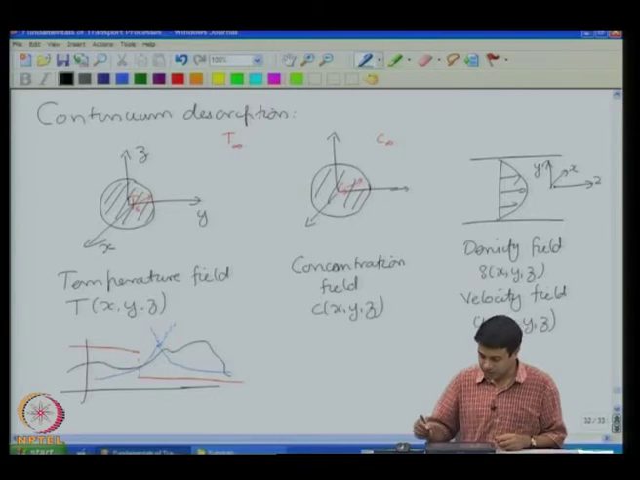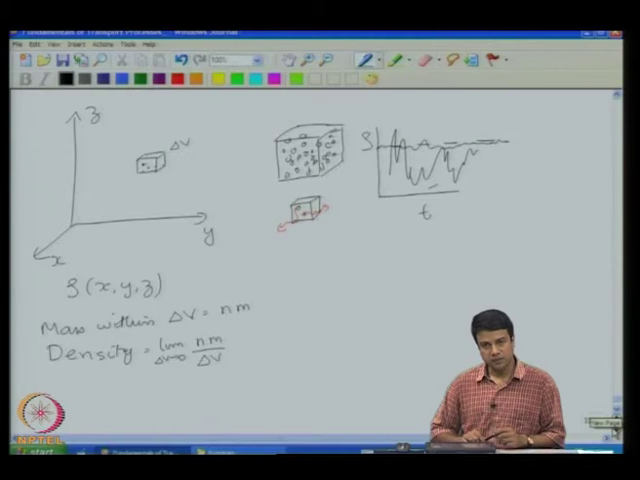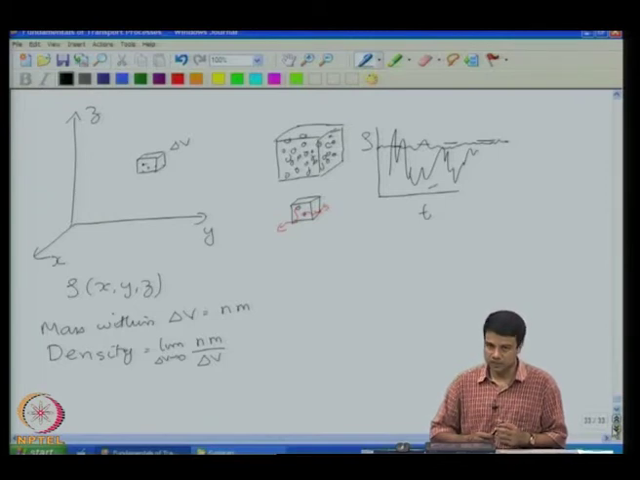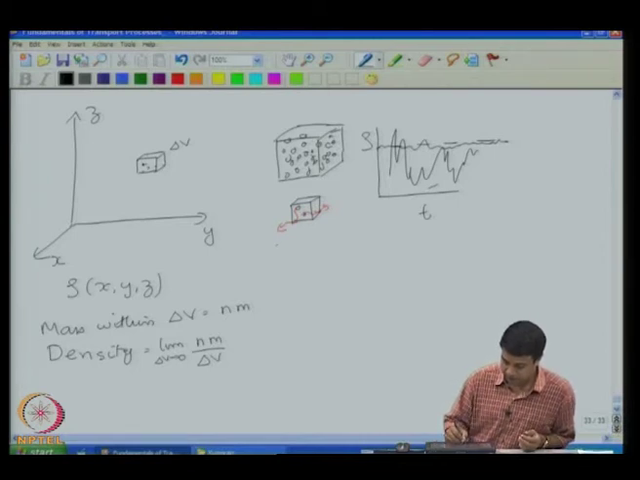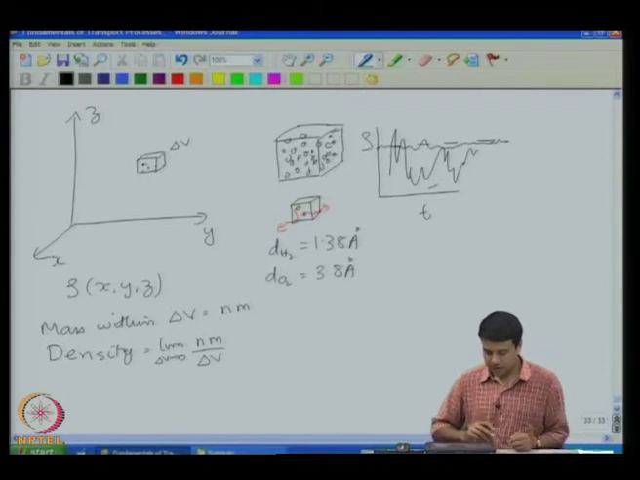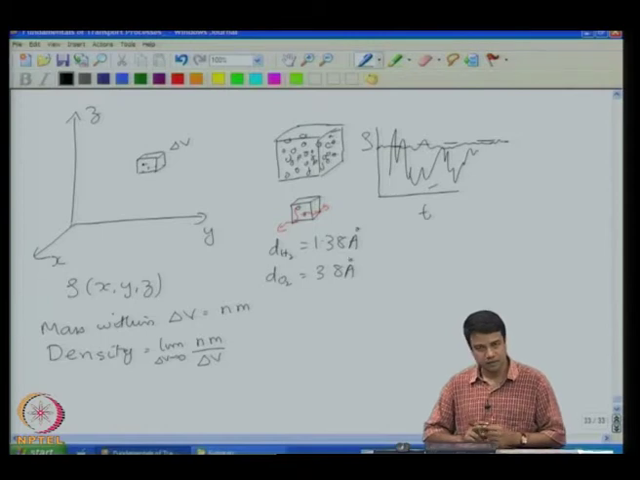At the same time, it has to be large compared to the molecular size, otherwise you will have large fluctuations. Okay. So, what is the microscale in this case? The molecular size in the case of liquids, or the distance between particles, the mean free path in the case of gases. In the case of liquids, we know that the diameter of, let us say, a hydrogen molecule is approximately 1.38 angstroms. Okay. The diameter of oxygen is approximately 3.8 angstroms. Okay. The diameter of water is about half the diameter of an oxygen molecule.